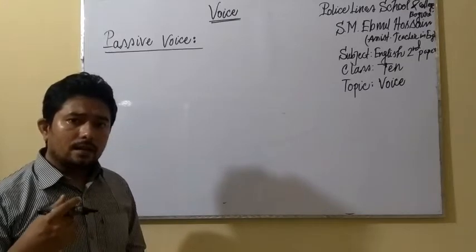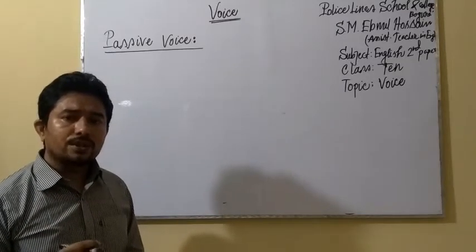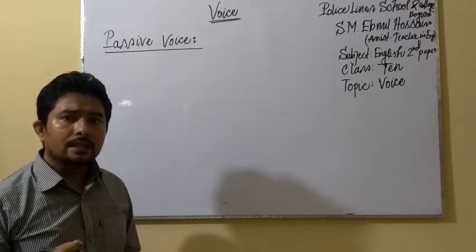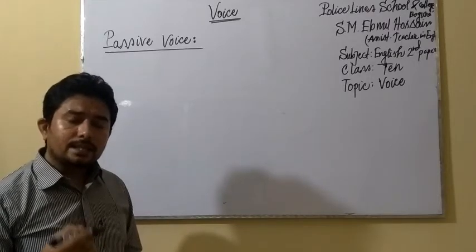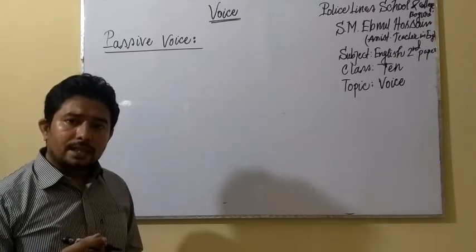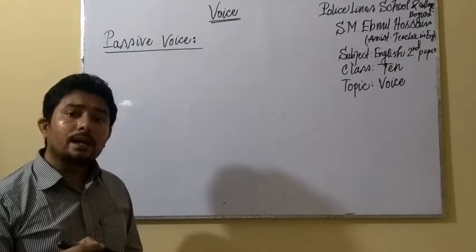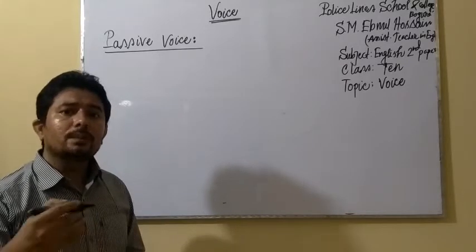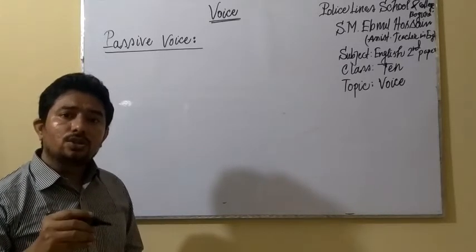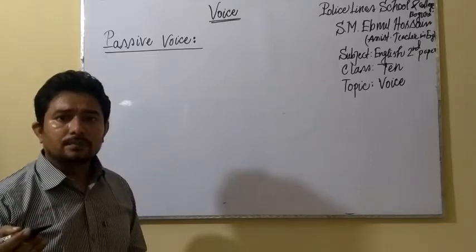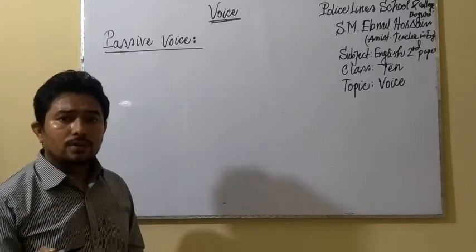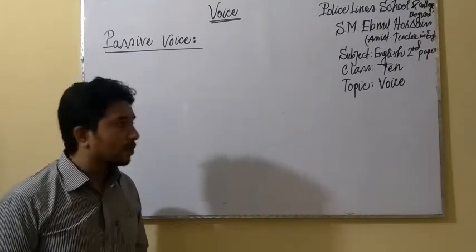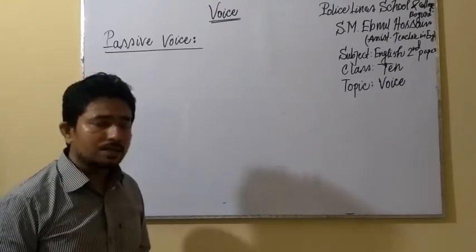In simple language, we can also define it in this way: in the passive voice, the subject is the receiver of the action of the verb, not the doer of the action of the verb. Now notice the definition on the board, which is much clearer than what I had shown.